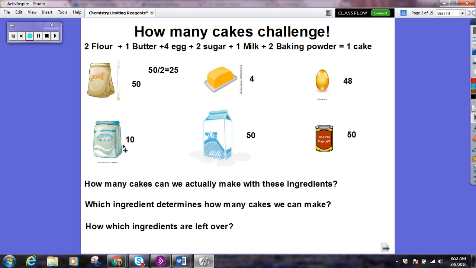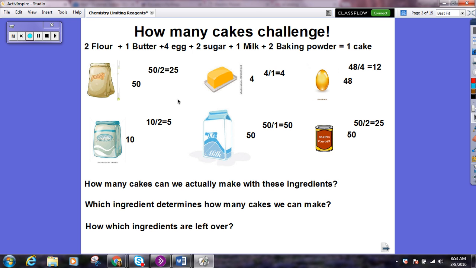If we do this for each ingredient, we find out the smallest number of cakes that we can make. So 10 sugars divided by 2 sugars, which is required in our equation, we end up with 5 cakes. Butter, we only need 1 unit of. We have 4 units. We can make 4 cakes. Milk, we only need 1 unit of, but we actually have 50, so we can make 50 cakes. Eggs, we have 48 of them. We need 4 per cake, so we can make 12 cakes. Baking powder, we need 2 units per cake. We have 50 units, so therefore we can make 25 cakes.